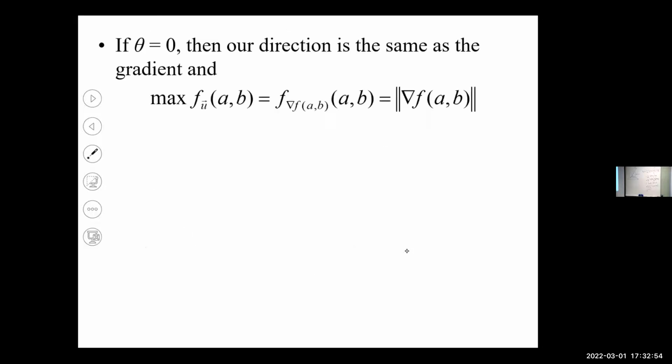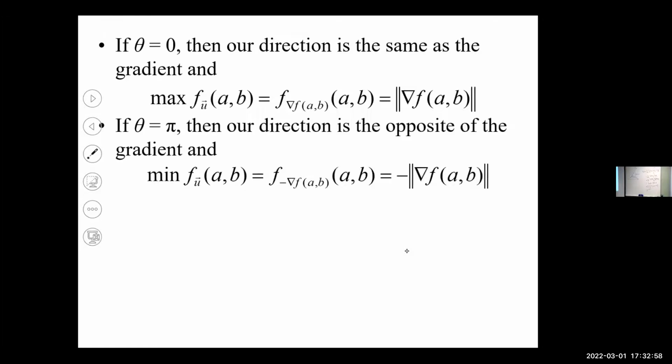A lot of ideas that we talked about are going to come back into play. So that's our max. The min is if they're in the opposite direction, because it's 180 degrees the opposite direction. So if the gradient is the fastest we can go up, then the 180 degree opposite direction is the fastest we can go down, and hence the min.